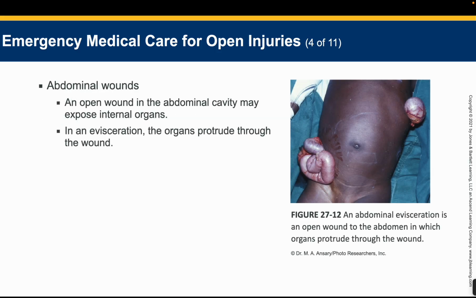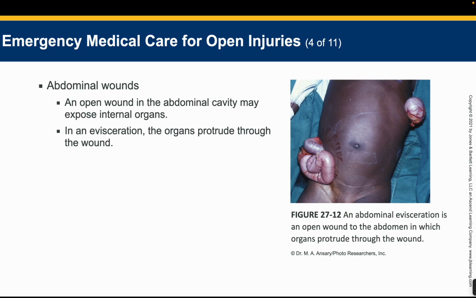Abdominal wounds are a high priority because of what's underneath. An open wound to the abdomen can expose internal organs, which makes these injuries more severe than they may initially appear. In some cases, you may see an evisceration, where organs actually protrude through the wound. And this is one of those situations where your management is very specific. You do not push anything back in. Instead, you want to protect the organs by covering them with a sterile, moist dressing and then securing it in place. These patients need rapid transport because this is not something that can be managed definitively in the field.